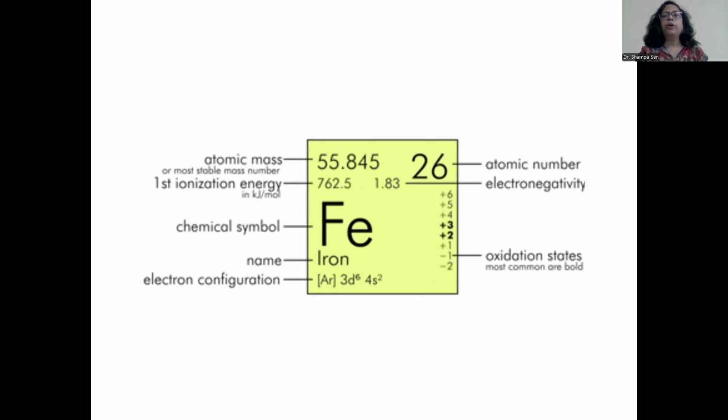So the bold ones, +3 and +2, are the most common oxidation states, whereas the others are exhibited by iron at some time or other. But +3 and +2 are the most common ones.